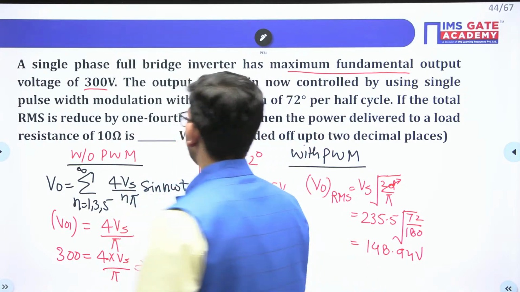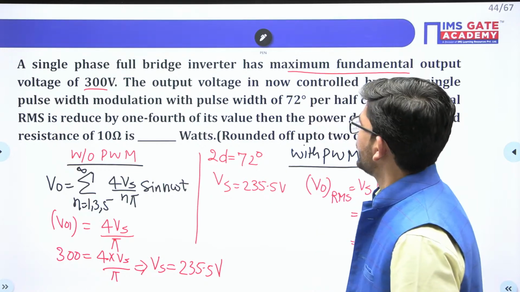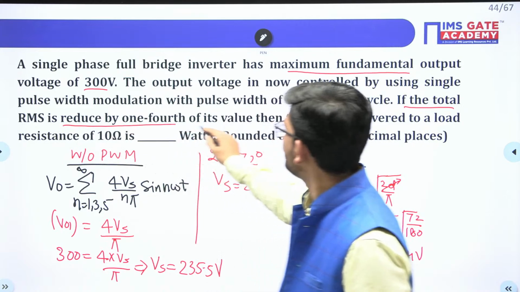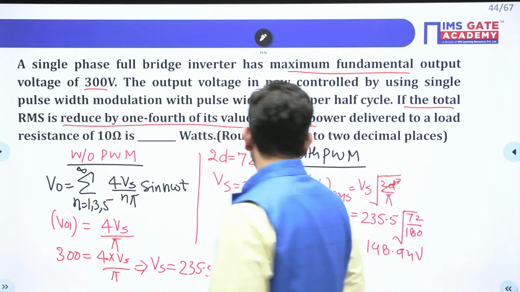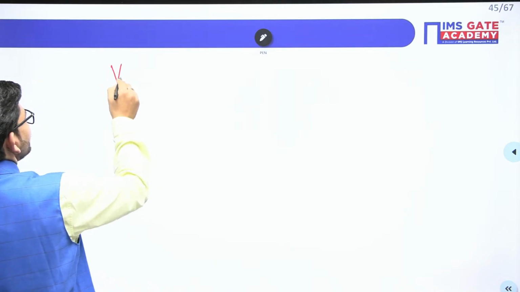Now this is not the end of the problem. One more thing is given. If the total RMS is now reduced by 1/4 of its value, what is the effective RMS value now?